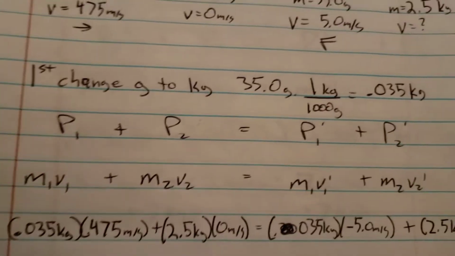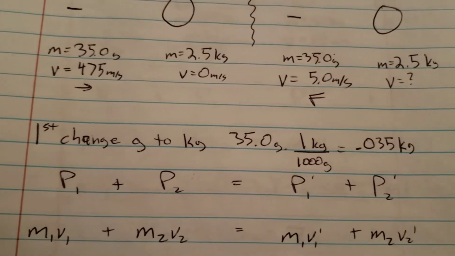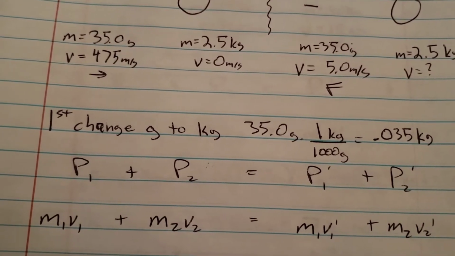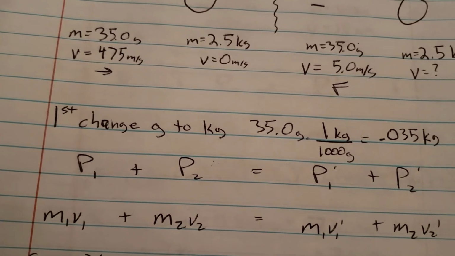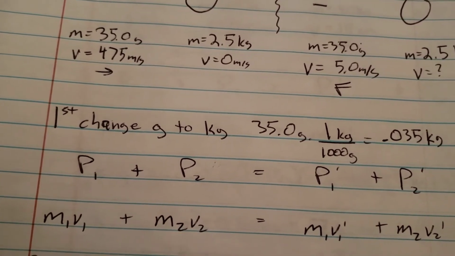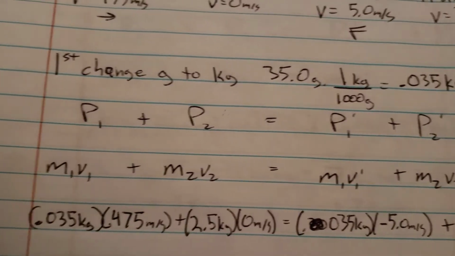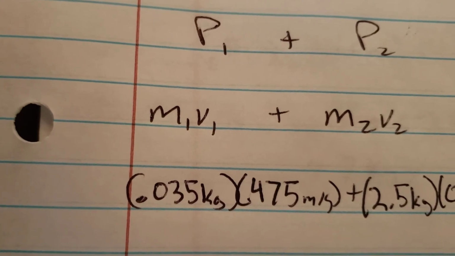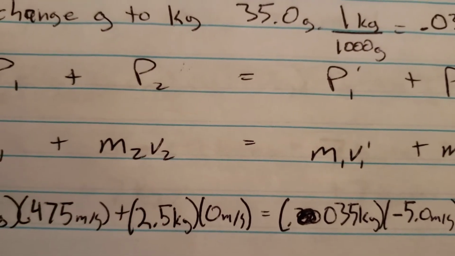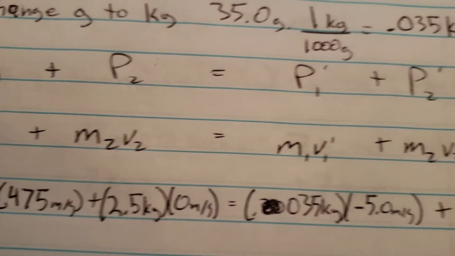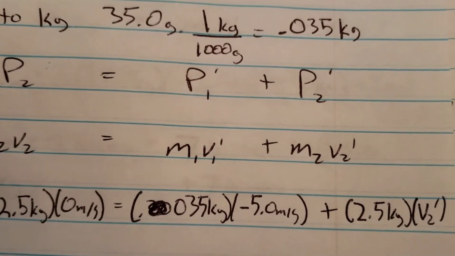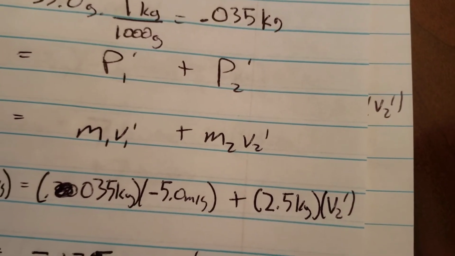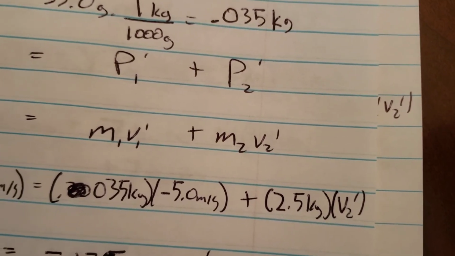Making our substitutions, we see M1V1 plus M2V2 is equal to M1V1 prime plus M2V2 prime. The mass in both cases did not get a prime marker, as the mass stays the same both before and after the collision. Substituting in what we know, M1V1 becomes 0.035 times 475, M2V2 becomes 2.5 times 0, M1V1 prime becomes 0.035 times negative 5, and M2V2 prime becomes 2.5 times V2 prime.